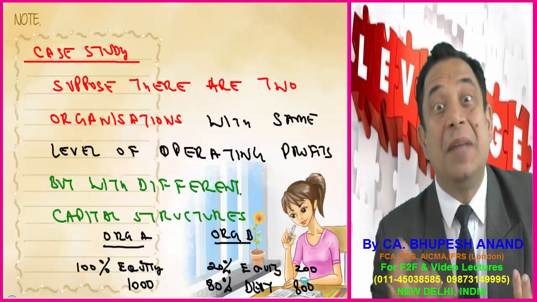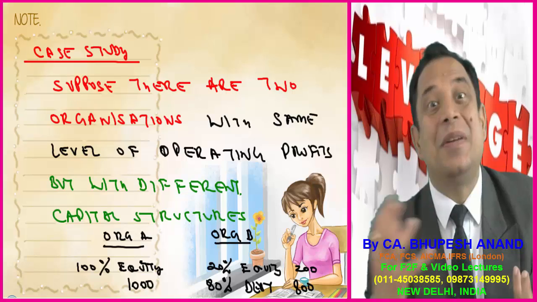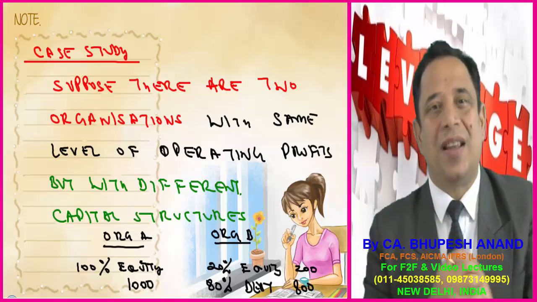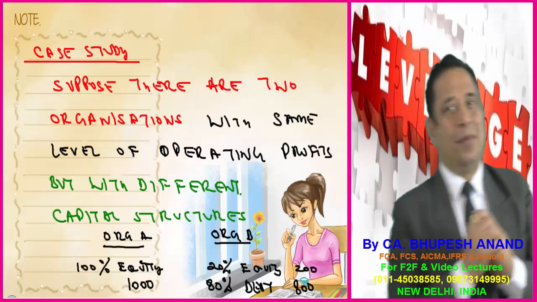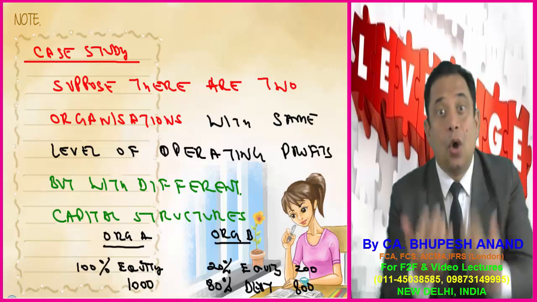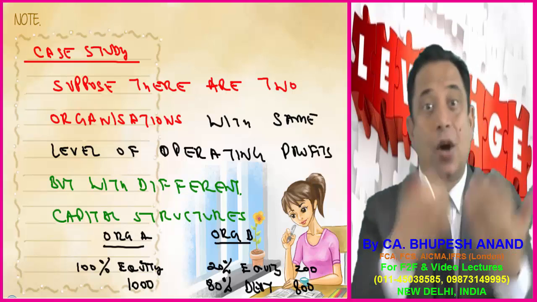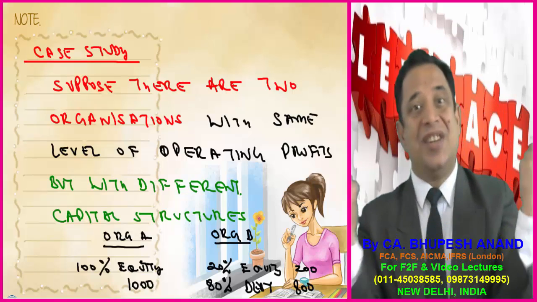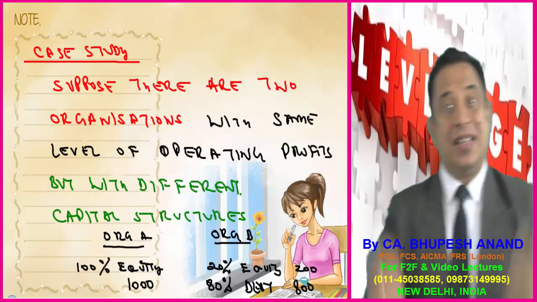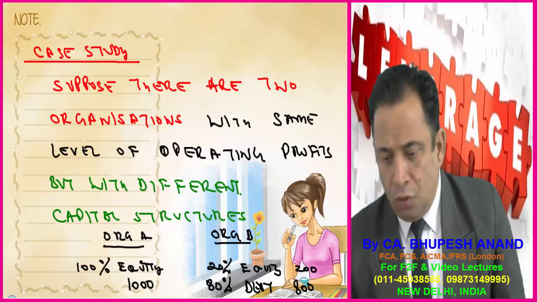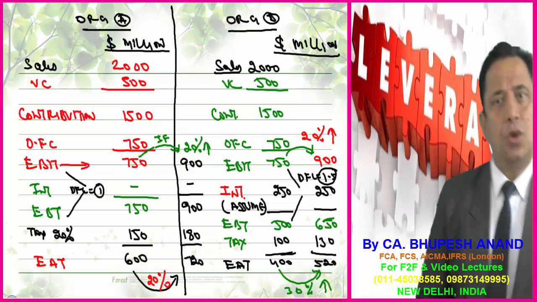But organization A has gone for 100% equity and organization B has a debt equity mix of 80% debt and 20% equity. Rest all the things are same. Now we will see how with a change in the capital structure there will be a change in ROE, and the rate at which it changes. So let me move further. Please divide your page into two parts.